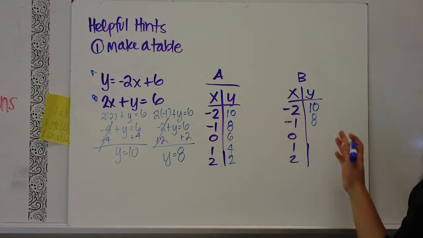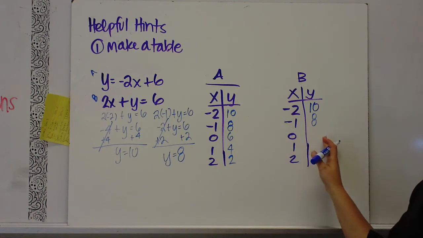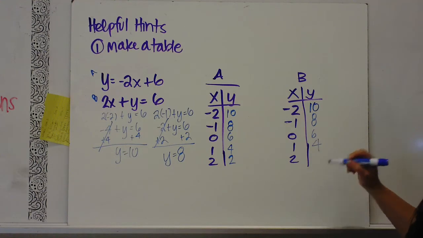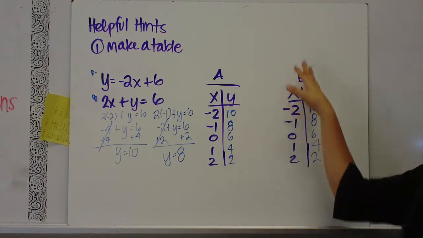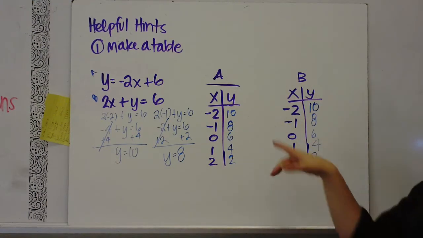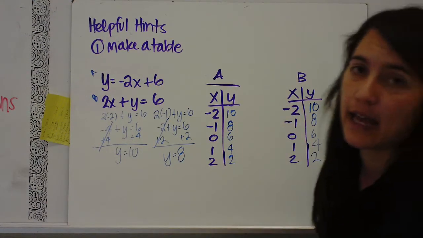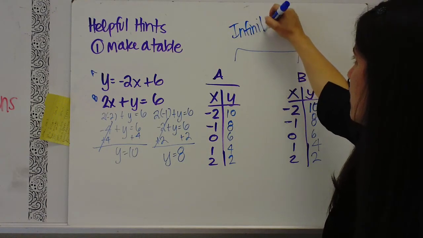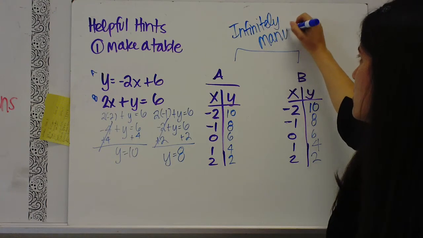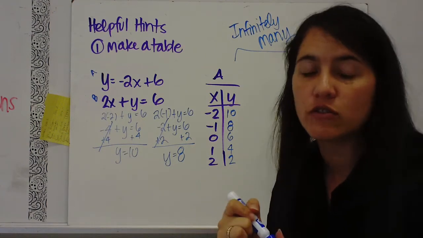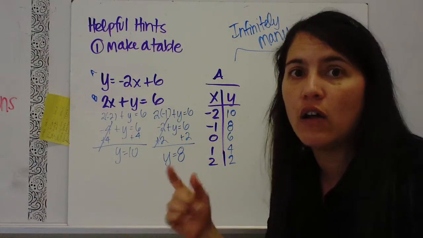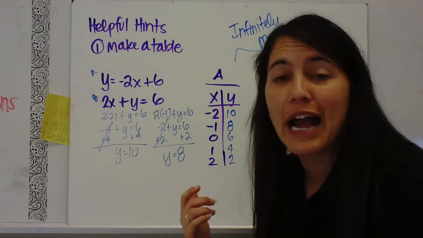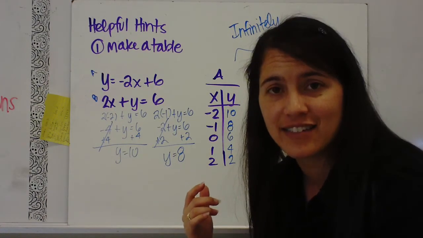Now, do you see something happening? If we plugged in 0, we would get 6. If we plugged in 1, we would get 4. And if we plugged in 2, we would get 2. Now, you should see something happening with these tables of values, and you should see that all of the values are the same. This would be an example of infinitely many solutions, because we could keep going and all of those solutions are going to be the same. So if you notice that all of the coordinates are the same, then you know it's going to be infinitely many. We're going to practice more solving by graphing in class, and I'll see you later.